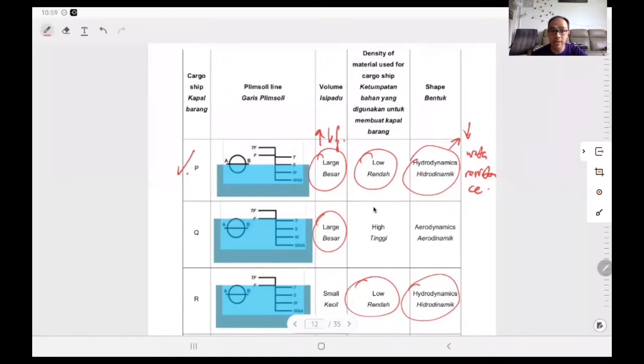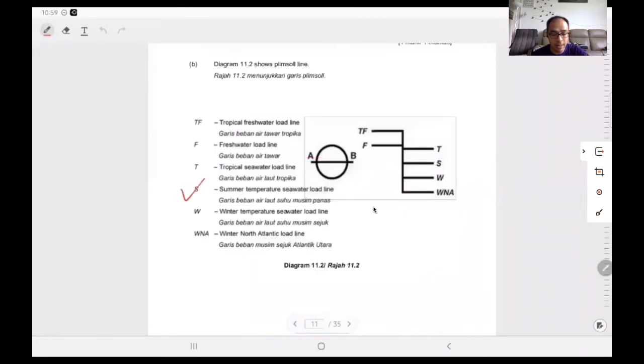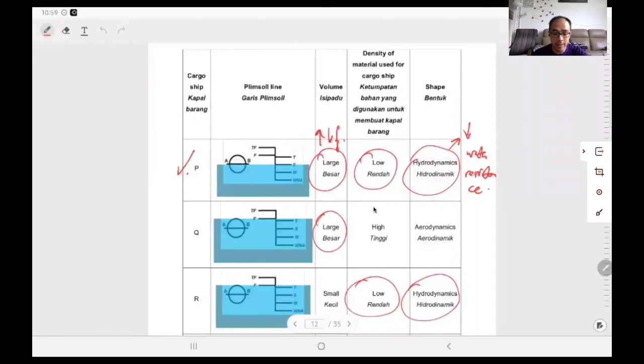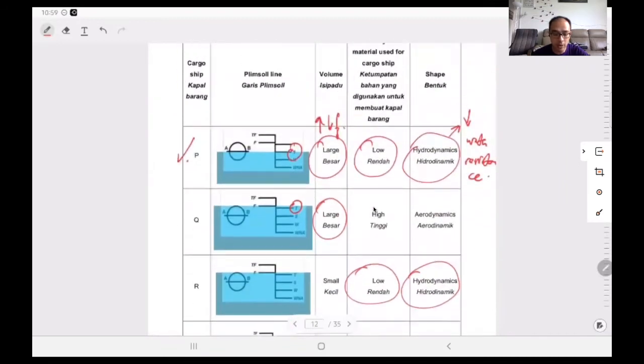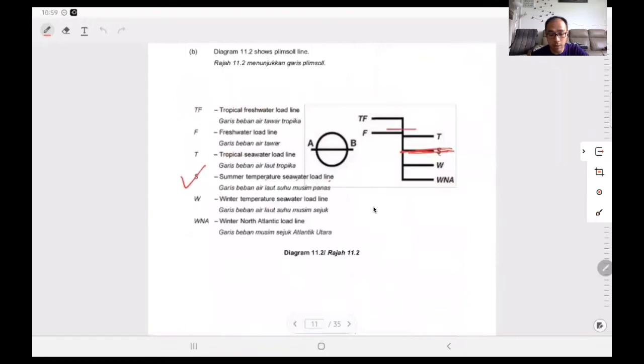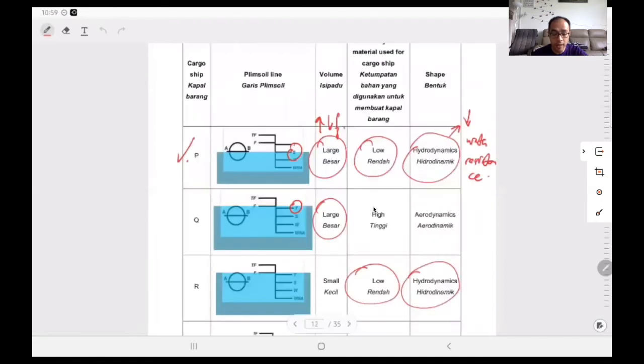So let's talk about this. Okay, so what is this? If you take a look at the S line, the S line is this one. Summer temperature seawater load line. And that's basically what you want. If you take a look at the choices, you are either S or the other one, T. T is the tropical seawater load line. But we want S. Obviously, we want S because most of our choices point towards S. So in your table, you will write this one, summer seawater load line.